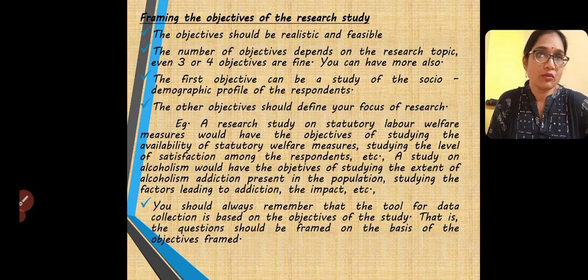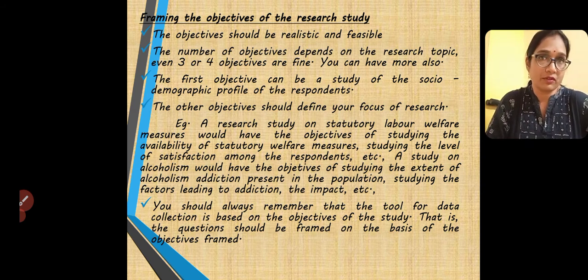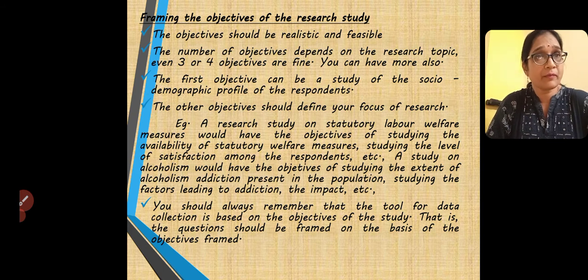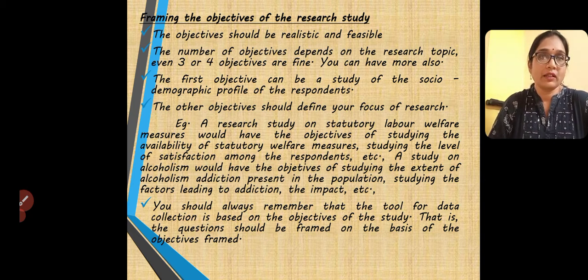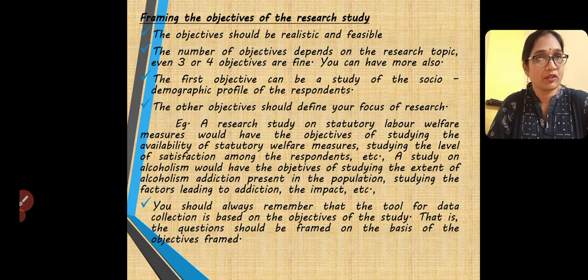Then the other objectives should define your focus of research. For example, if your research is on statutory welfare measures, the first objective is to study the socio-demographic profile of the respondents. The second objective: to study the welfare measures existing in the organization. The third: to study the level of satisfaction among the respondents about the welfare measures in the organization. Next: to suggest measures to improve the level of satisfaction. These can be your 3 or 4 objectives.